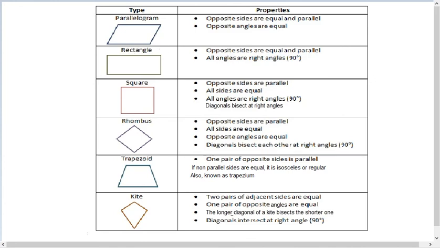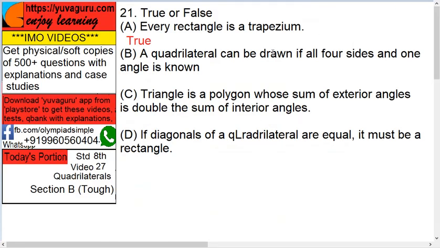So what are the four sides? 30, 20, 20, 30. So the length of the other side is 30. Okay.